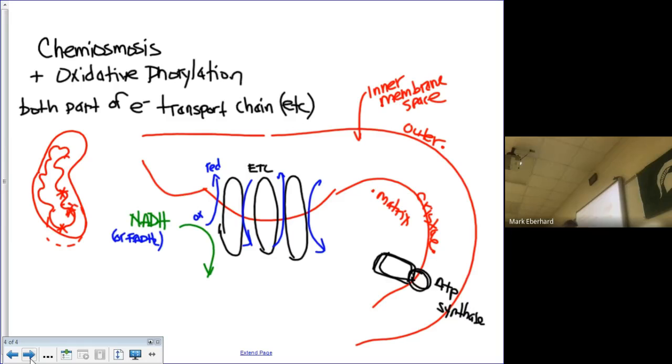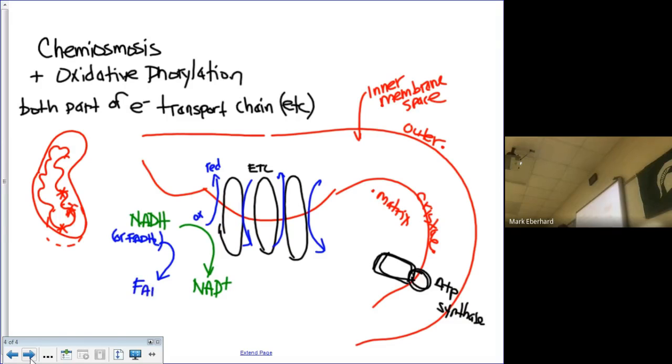And what we are going to do is oxidize them back into their original form. We are going to oxidize NADH back into NAD+, or we're going to take FADH2 and put it back into FAD+. So we're going to oxidize these molecules back into their original form.